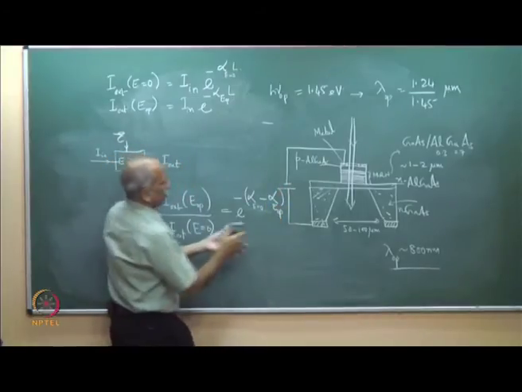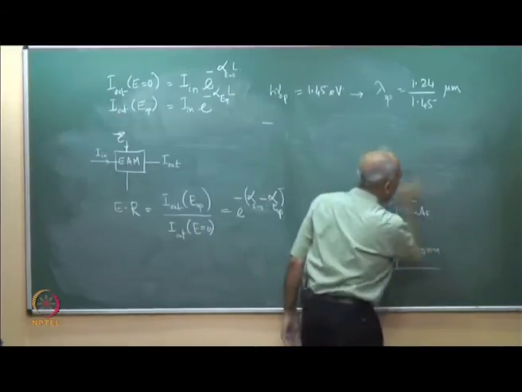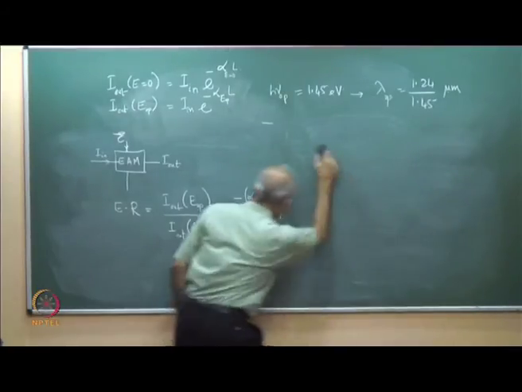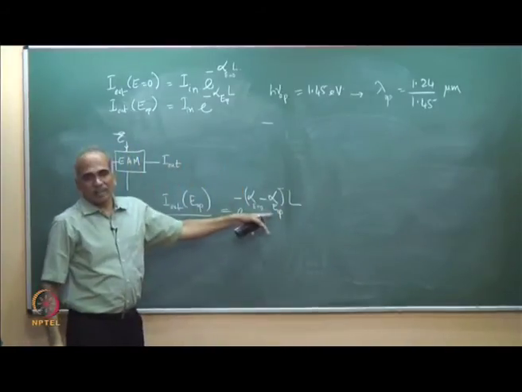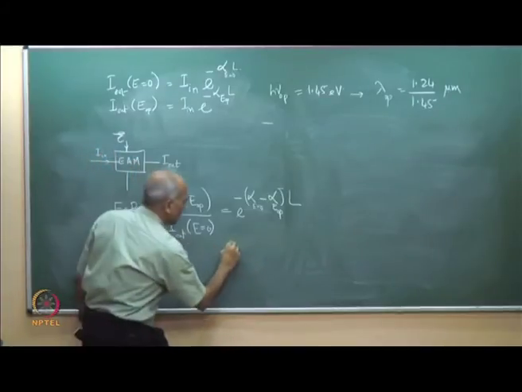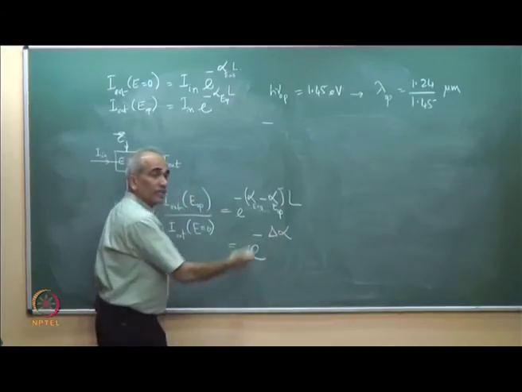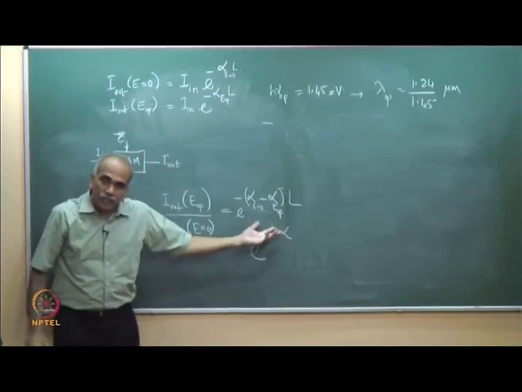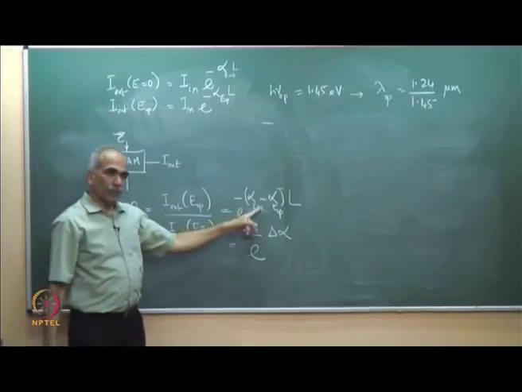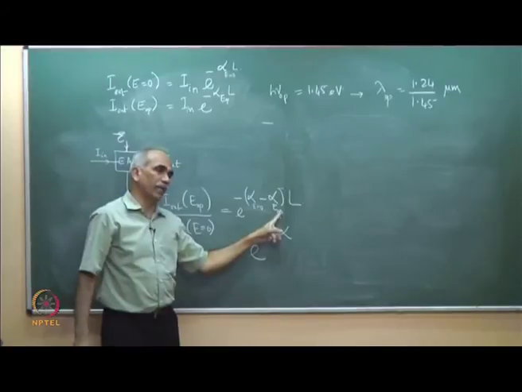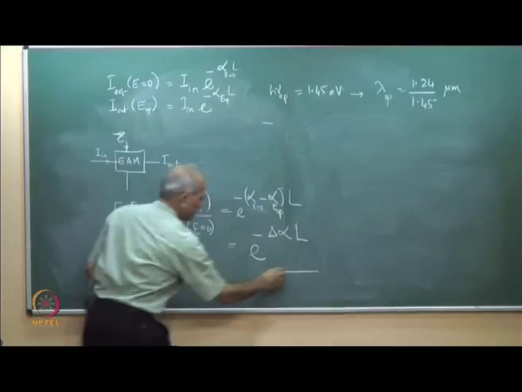into L. So, let me erase this structure. I want to discuss a new structure. This into L is what I had written as delta alpha. So, this is equal to e to the power minus delta alpha L. Delta alpha is the change in attenuation coefficient because of the applied electric field. This was without the field, this is with the applied field.